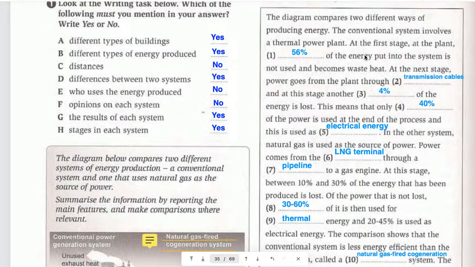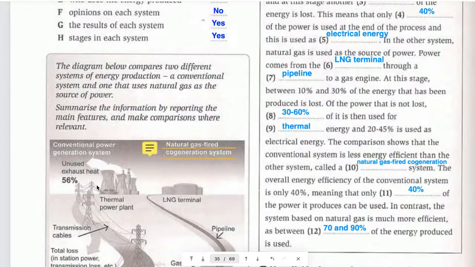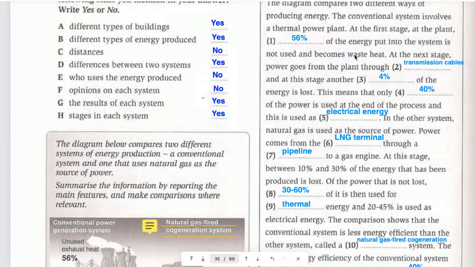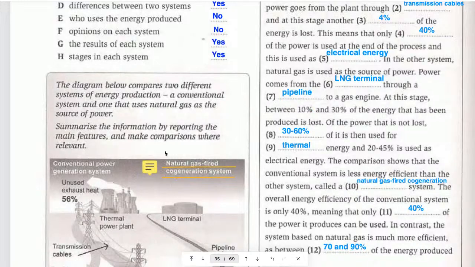Now tell me, which tense is this? Yeah, present simple tense. Why do we need to use the present simple tense? Yeah, it just describes a process here, right? It didn't mention anything about the past or the future. It just describes something about the fact, what is happening, okay, the process. So we just use the simple present tense here, yeah? And 56%, you can see it's right here.